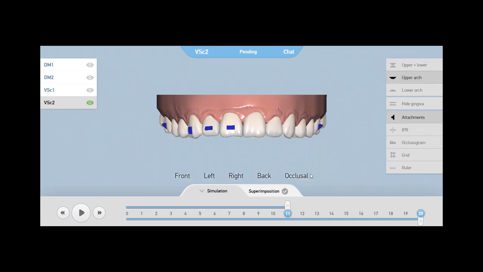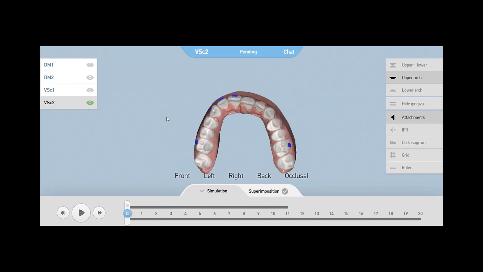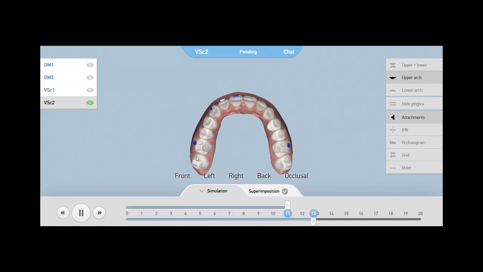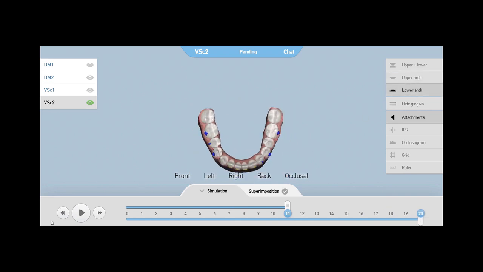Now let us analyze the movements looking on the upper and on the lower arch. If we look on the upper arch, we can see how the shape is being corrected and the teeth are aligned. Now, if you look at the lower arch, you can see how the laboratory made use of the spacings to align the teeth while moving them in.